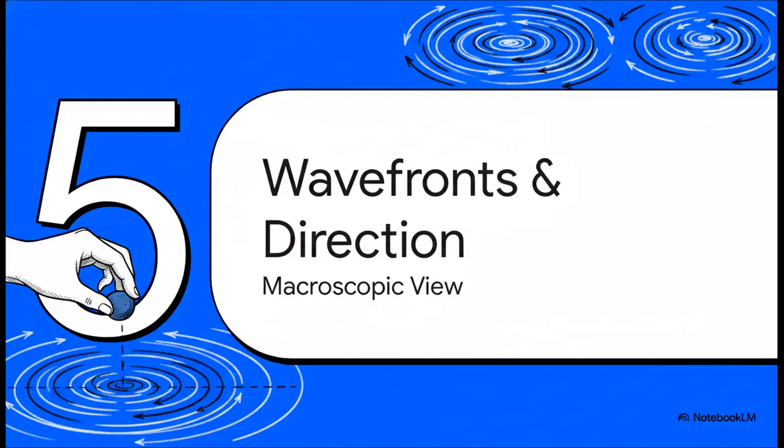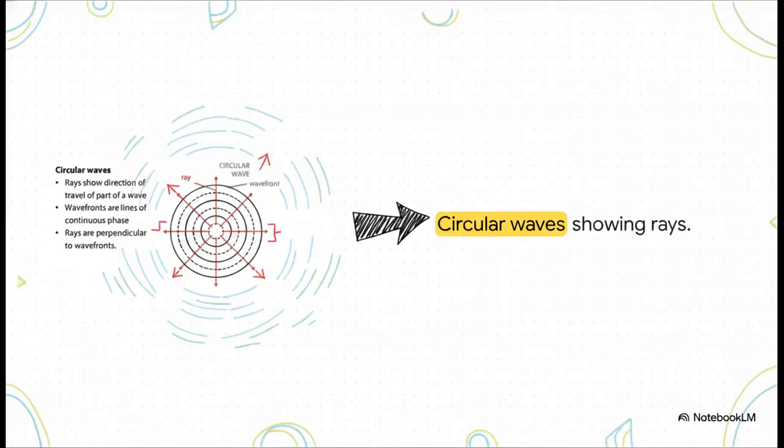Section 5, wavefronts and direction. Shifting gears to the macroscopic view, imagine dropping a stone into a ripple tank. Notice the circular wavefronts expanding outward. The dashed circles are the wavefronts. They're basically lines joining points on the wave that are in the exact same phase, kind of like mapping out all the crests from above.